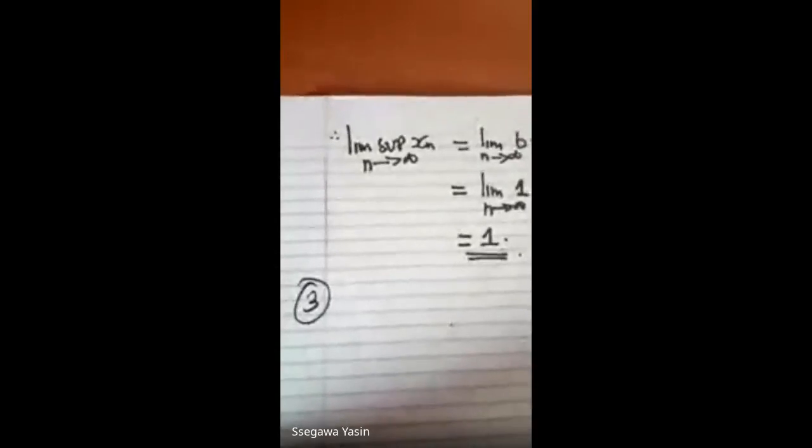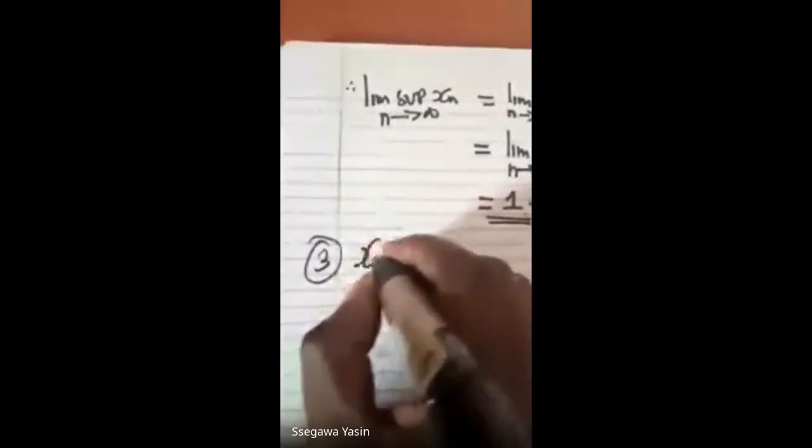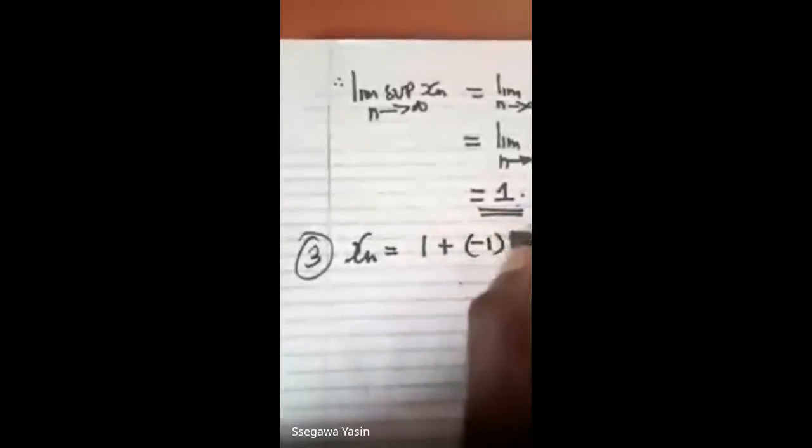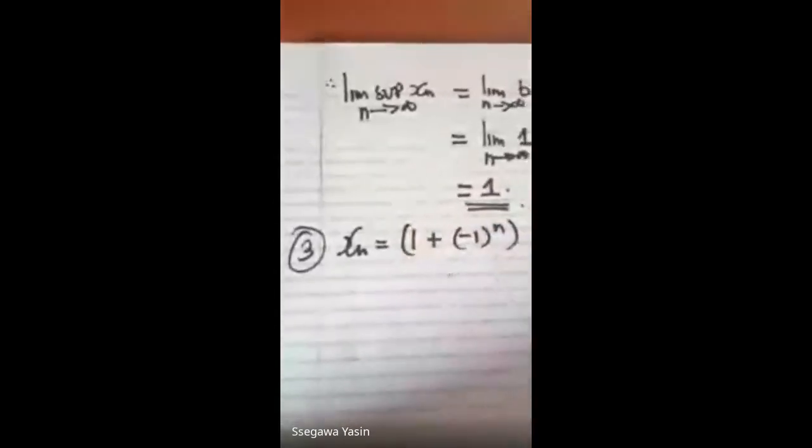Now you see number 3. I want you to look at number 3. I think I will skip number 4 because there are many examples. Let's try to look at number 3. Our xn equals 1 plus (-1)^n. This is our sequence here.